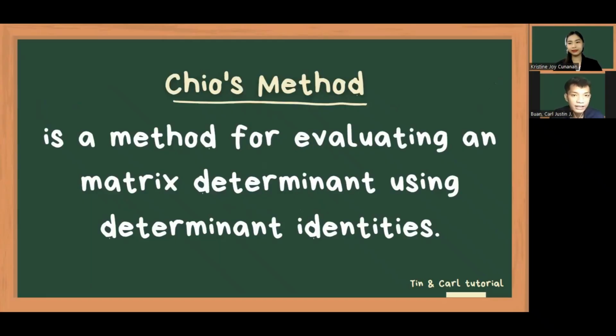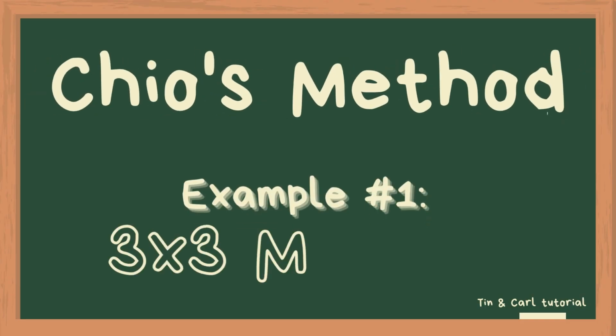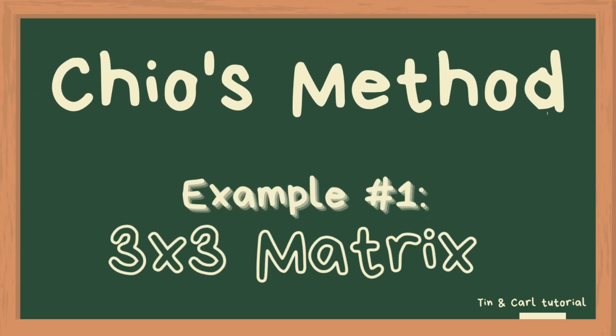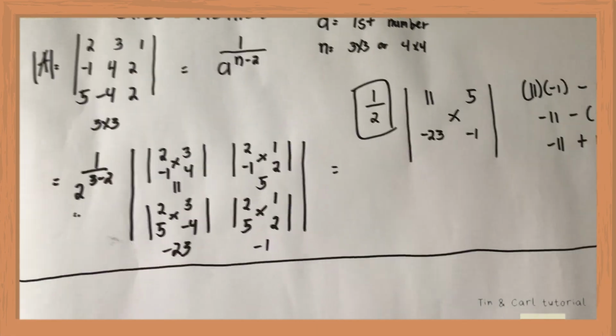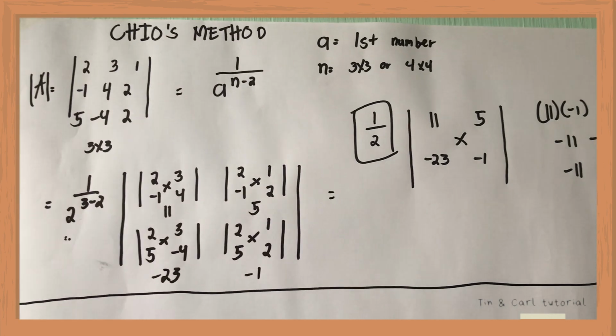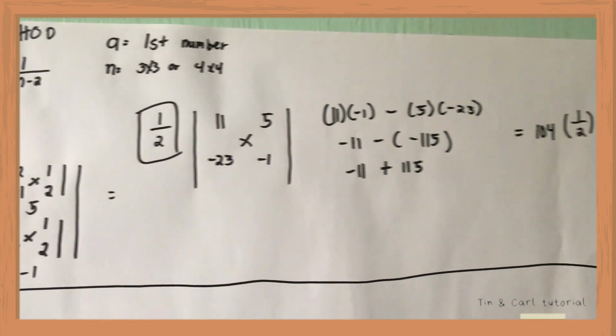The second topic is CHIO'S method. CHIO'S method is a method for evaluating a matrix determinant using determinant identities. Example number 1 is a 3x3 matrix. Hi guys! For today's video, ituturo ko kayo kung paano isolve ang determinant using CHIO'S method, katulad ng ganitong method. So, ituturo ko ngayon ay ang CHIO'S method.